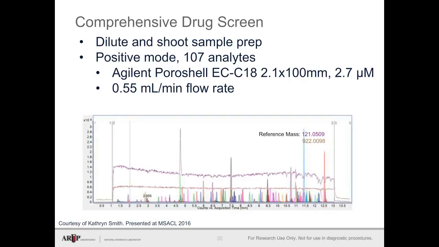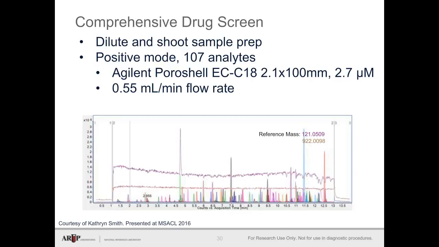This is a comprehensive drug screen developed on the TOF by Catherine Smith and was presented at MSACL earlier this year. It's meant to be an overdose panel, so we have really high cutoffs and long, beautiful, well-separated chromatography. Sample preparation is a dilute and shoot approach, with the diluent being an internal standard solution. The separation is achieved on an Agilent Poroshell EC C18 column, and mobile phases are 5 millimolar ammonium formate and Optima grade methanol in positive mode.